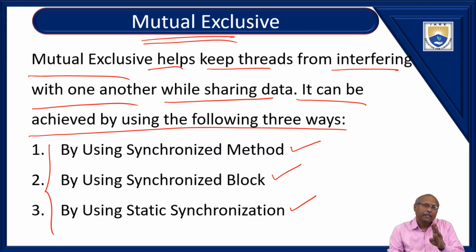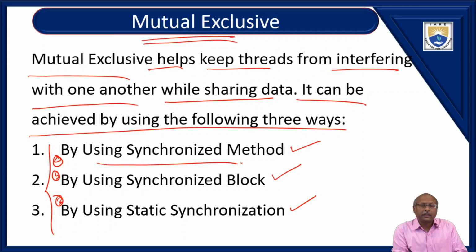So please remember, whenever you want to have thread synchronization, you can follow either the mutual exclusive or the cooperative way. Again, under mutual exclusive, you can follow either the first one or second one or third one. First one is synchronized method. Second one, synchronized block. Third one, static synchronization. You can use any technique to implement mutual exclusion.